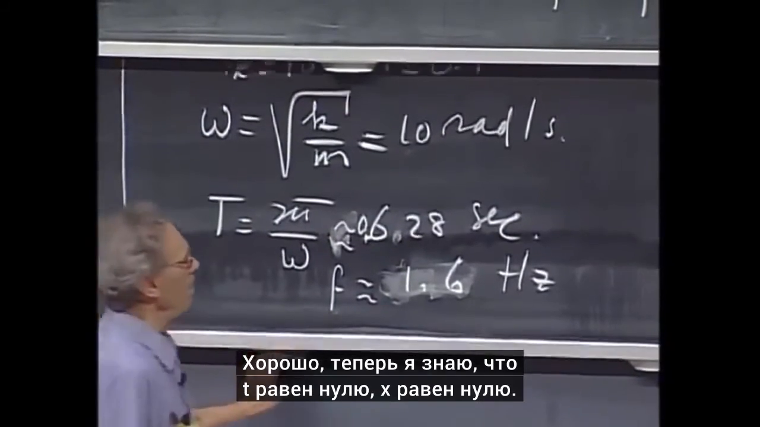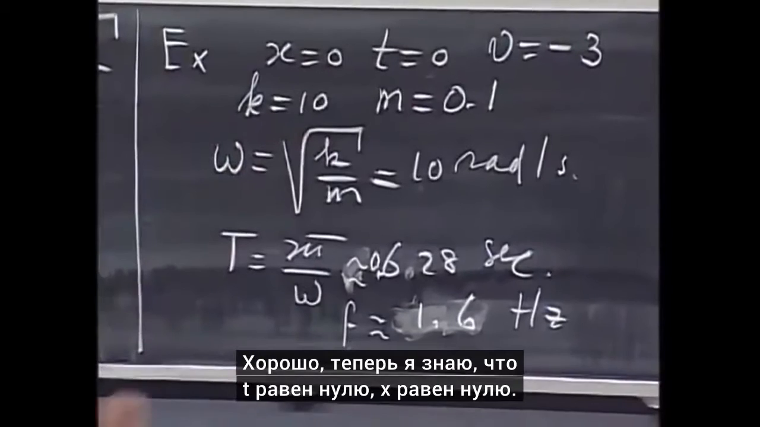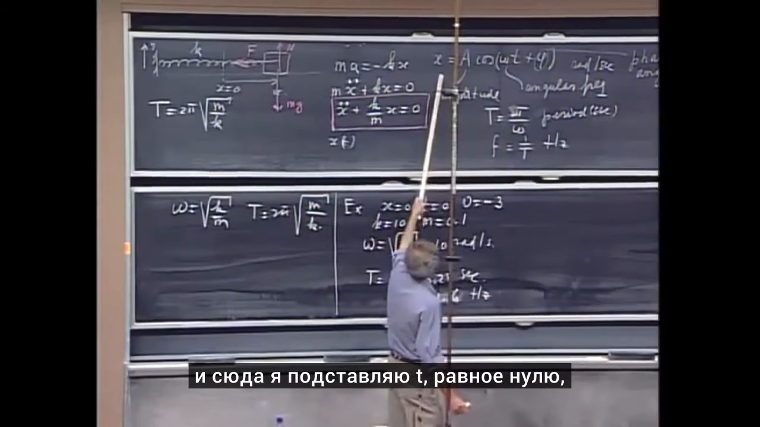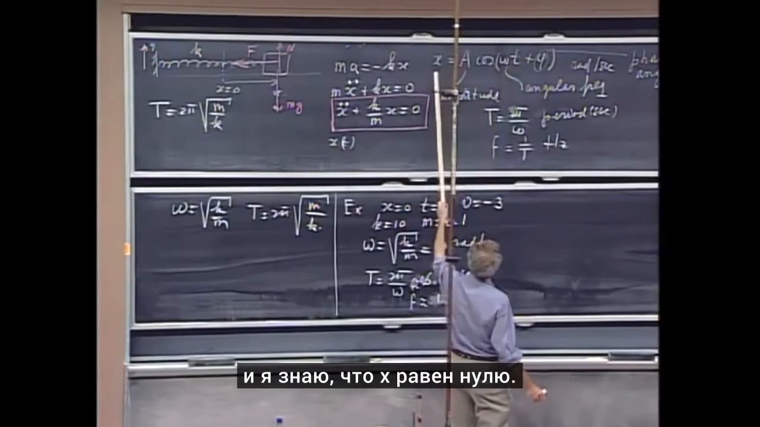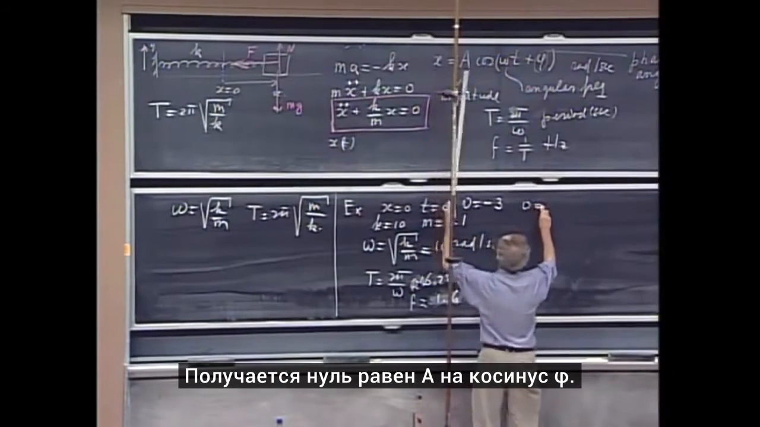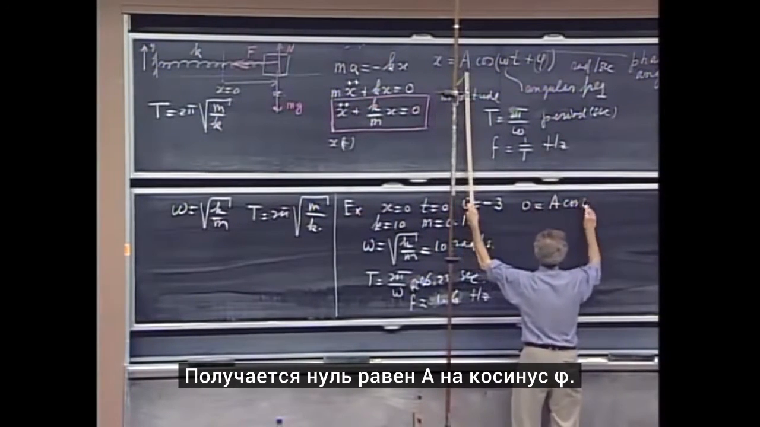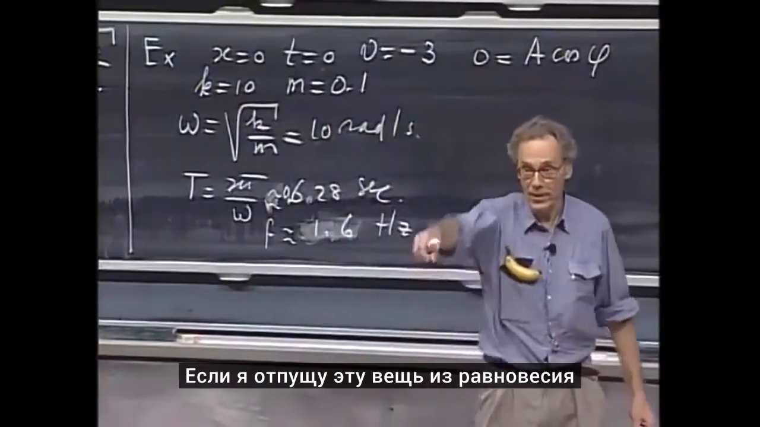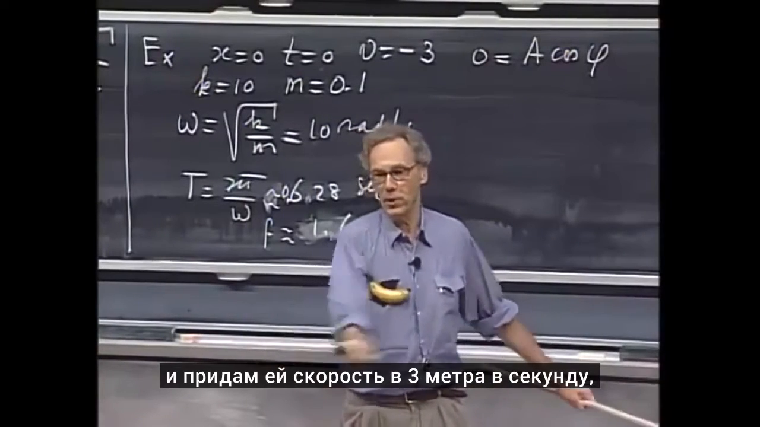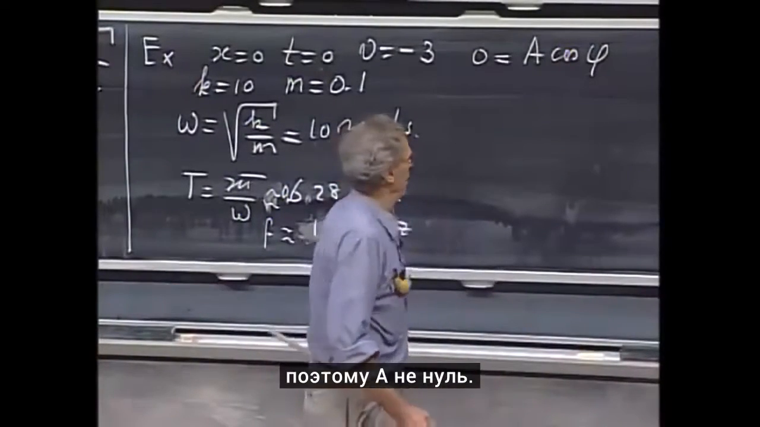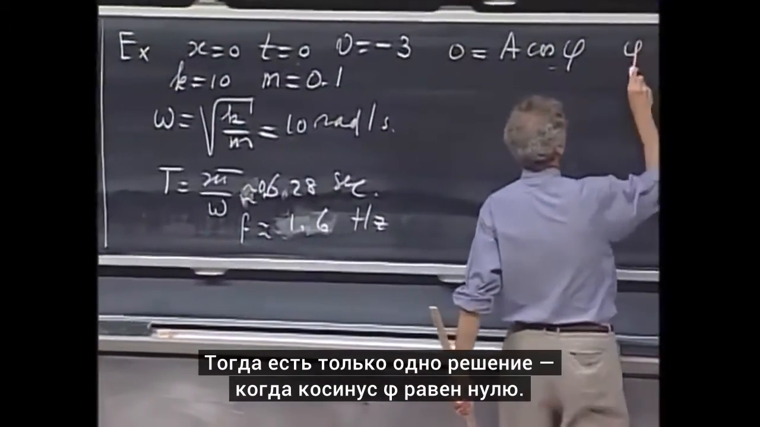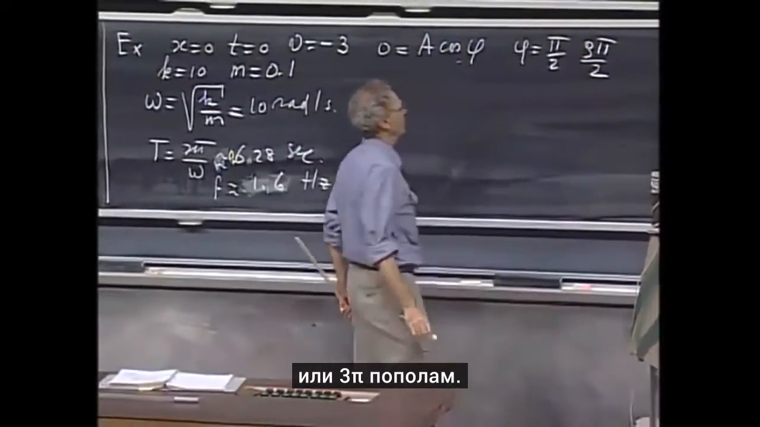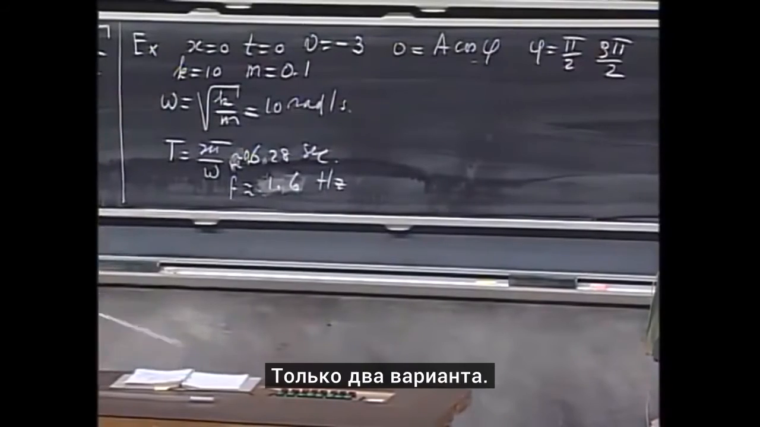All right, so now I know that at t equals 0, x equals 0. So I see my solution right here. I put in t equals 0, and I know that x is 0. So I get 0 equals A times the cosine of phi. Well, A is not 0. If I release that thing at equilibrium and I give it a velocity of 3 meters per second, it's going to oscillate. So A is not 0. So the only solution is that cosine phi is 0, and so that leaves me with phi is pi over 2, or 3 pi over 2. That's the only two possibilities.